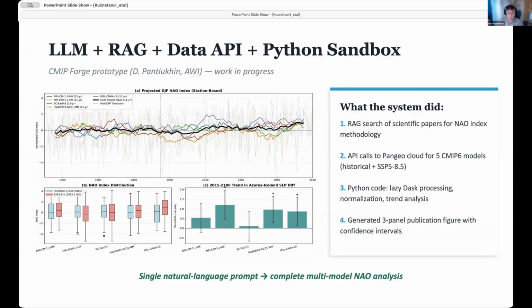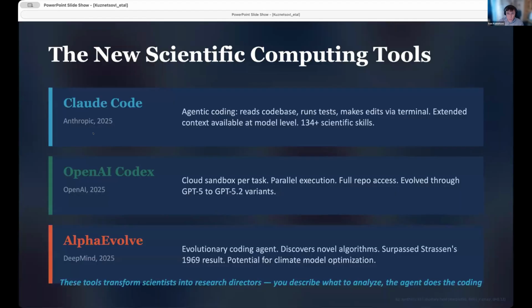First, it looks up the standard method in the literature. Second, it retrieves the SMIP6 data. Third, it writes and runs Python code and computes the index, normalizes it, and calculates trends. Fourth, it produces the 3 panel figures you see here. The key point is that one natural language prompt leads to a full multi-model analysis. The user does not need to download the data or write code. This is still work in progress, but it should be published soon also.